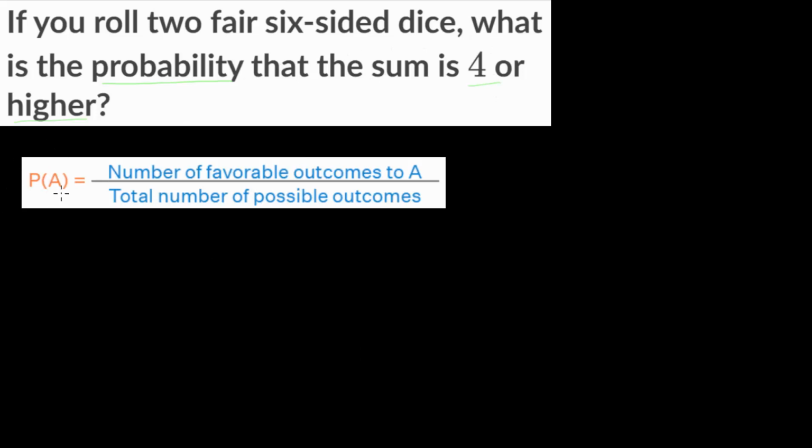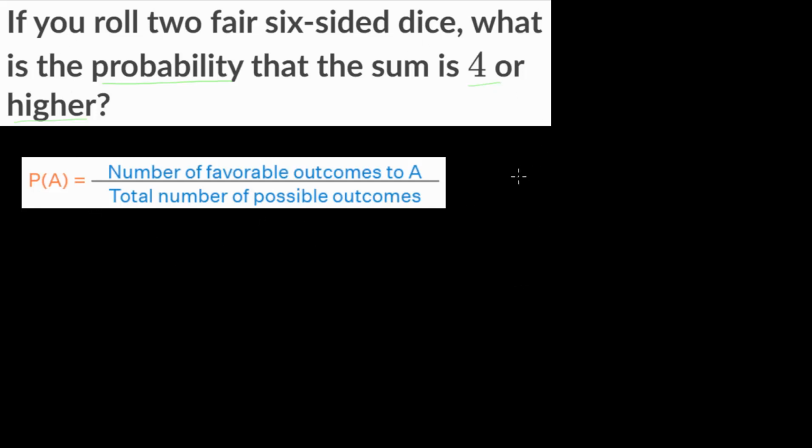The probability of that event A happening is this ratio, where in the numerator we have the number of favorable outcomes to A. That's the number of different possibilities that the sum of the two dice is 4 or greater. And our denominator is just the total number of possible outcomes. So this also includes the total number of possibilities where the sum of the dice is not 4 or higher. Let's start with the denominator, figuring out how many total possible outcomes there are.